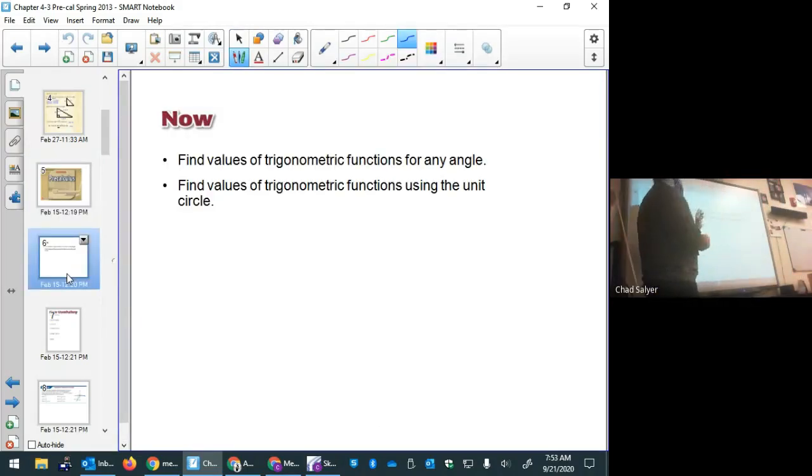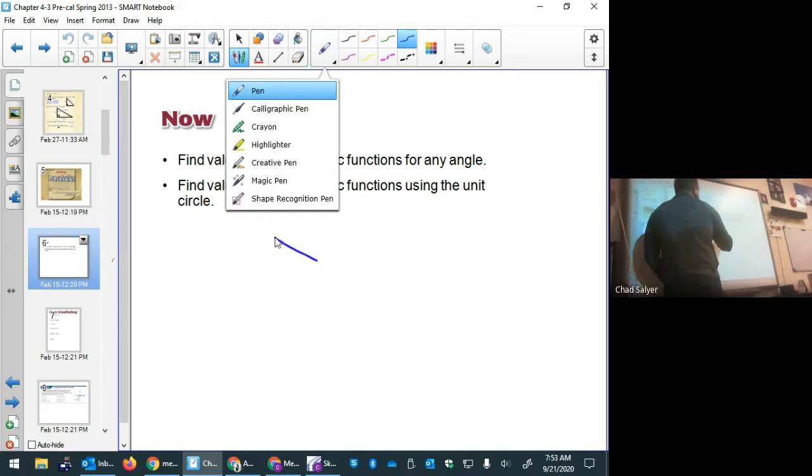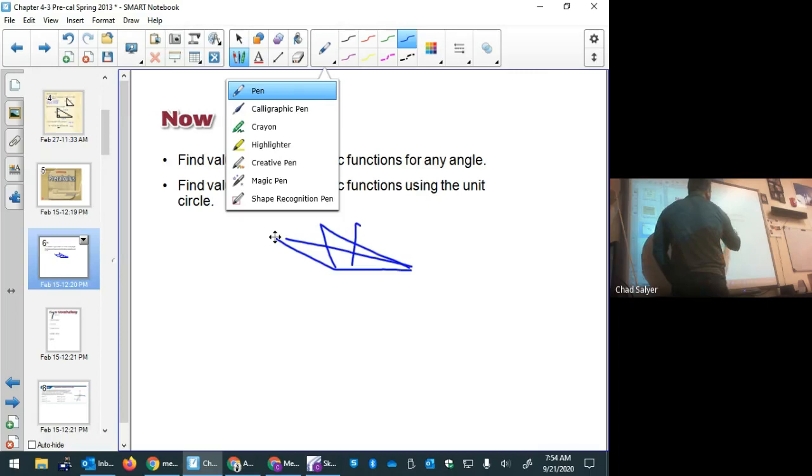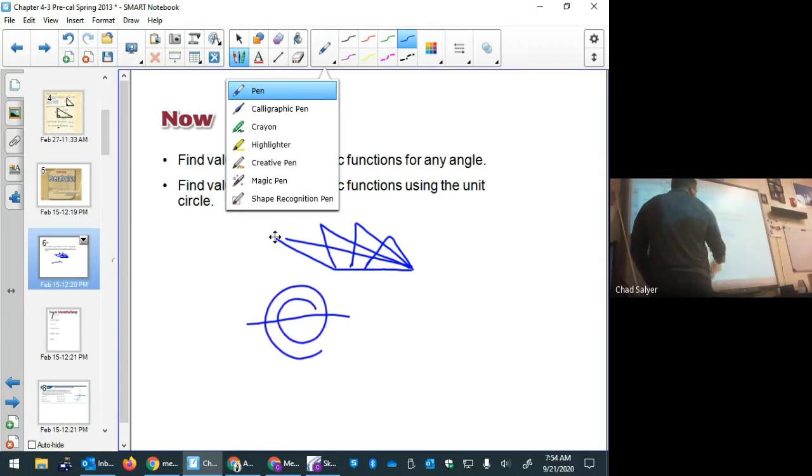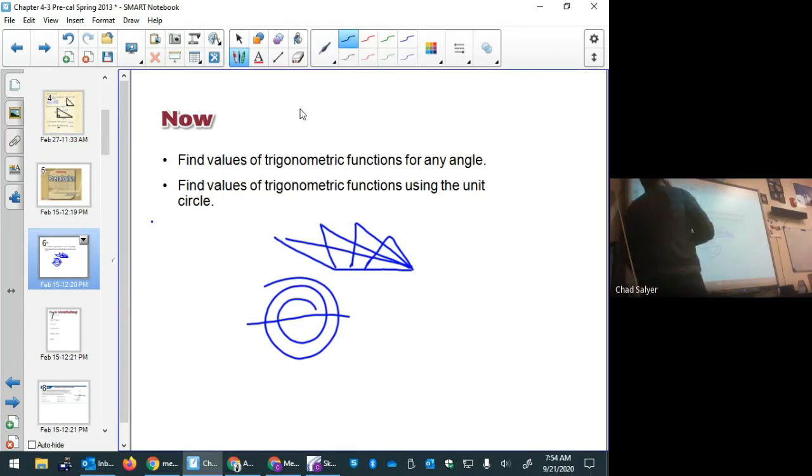So the learning goals are to find values of trig functions for any angle, and find values of trigonometric functions using the unit circle. So when I say any angle, do you see how I'm constrained with triangles? They could only ever be in those first two quadrants and still be a legitimate triangle. Do you see what I mean? There's no way I could have a single angle that's equal to or greater than 180. But with the unit circle, we're freed from that constraint and we can consider any angle that exists. So that's what it means when it says trig functions for any angle. And we'll find values using the unit circle.